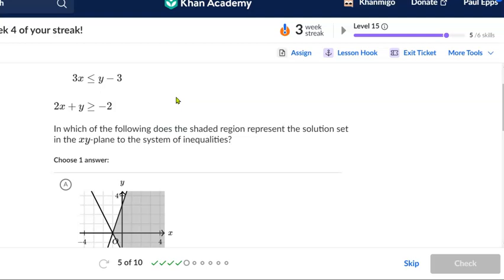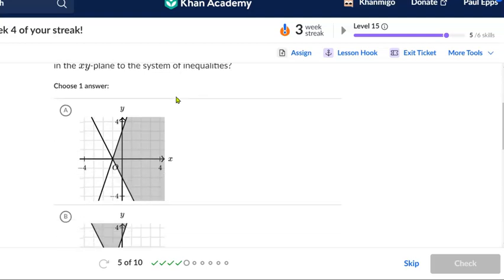In which of the following does the shaded region represent the solution set in the xy plane to the system of inequalities? All right. Well, let's think of these as linear equations first, and just substitute an equal sign for the inequality signs. So let's say we have 3x equals y minus 3. We can put that into a standard linear format like y equals 3x minus 3.